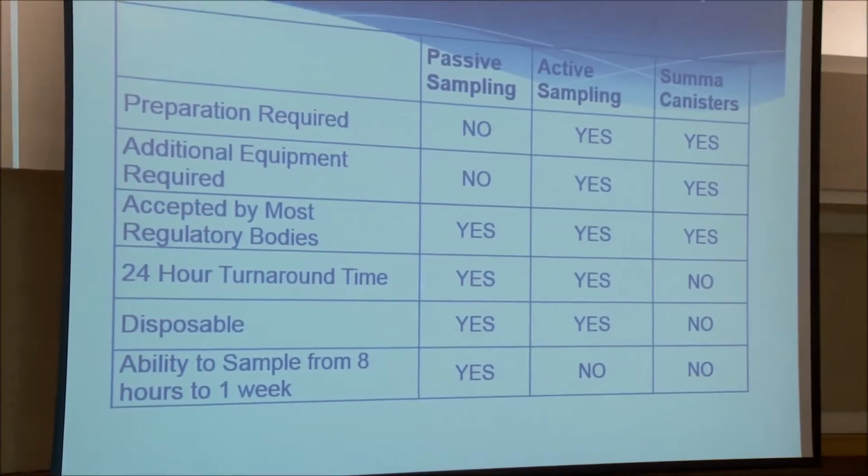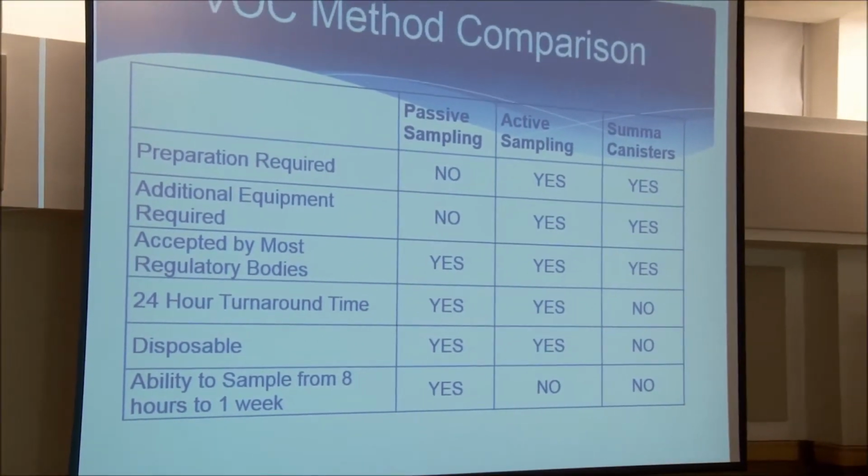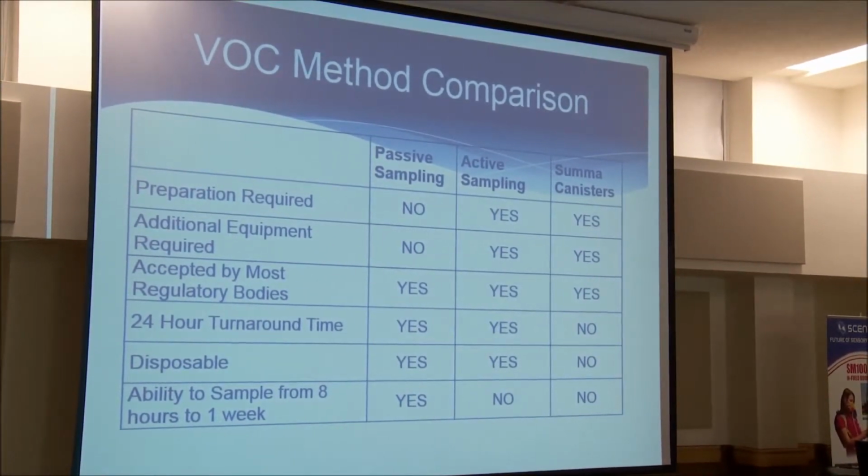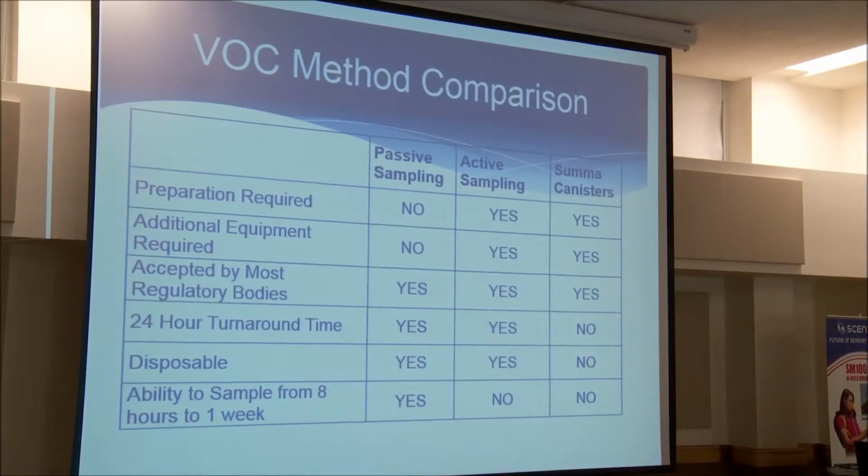Generally, all these methods are accepted by regulatory bodies, depending on the application, of course. And again, I mentioned you won't be able to do grab samples with sorbent materials. You'll have to look at something like a Summa canister or a Tedlar bag.